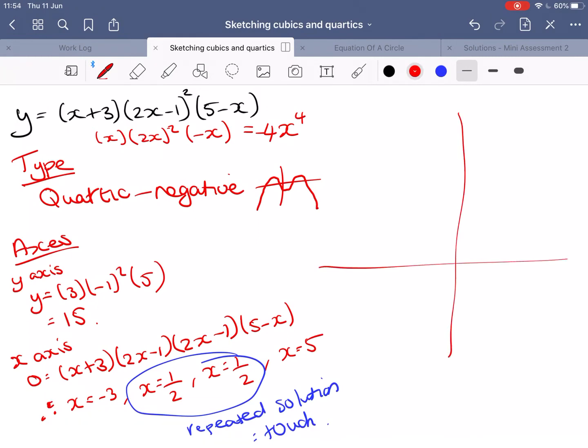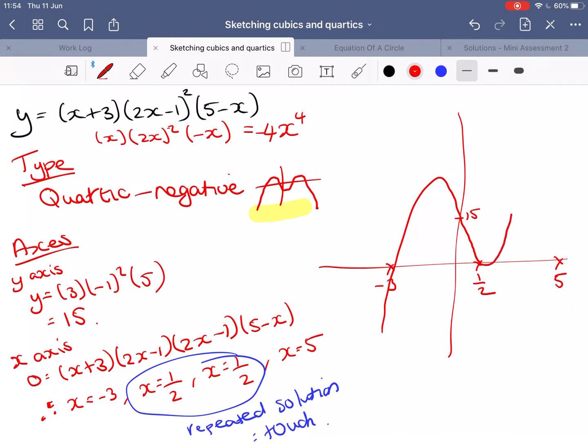I cross at minus 3, a half, and at 5. My half is a touch, remember. And I cross the y-axis at 15. I look at my shape that I've already decided what it's going to look like. So it's going to look like this.